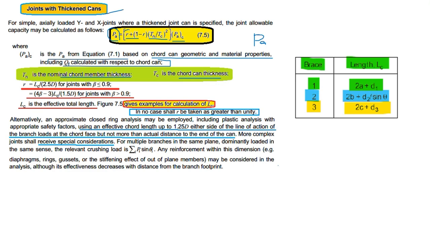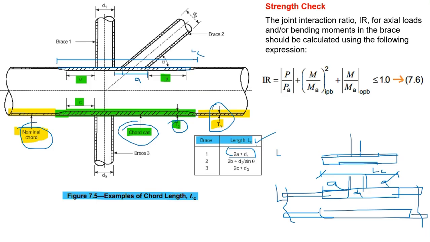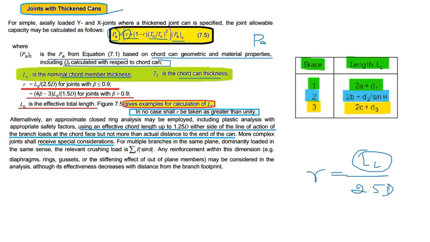So R value here, this some R value is there, right? How to calculate that R? That R is based on the length of chord divided by 2.5 times diameter. So it depends on the length of the chord member as well as diameter of the chord member. So how to calculate the length of the chord member? That's what we have seen here. So once we know these things, then we can substitute and we can get the R value. Once we know R value, we can calculate the PA value for the thickened can members. So LC is the effective chord length based on this below that figure we have seen, right? In no case R shall be taken greater than unity. In no case it will go more than 1.